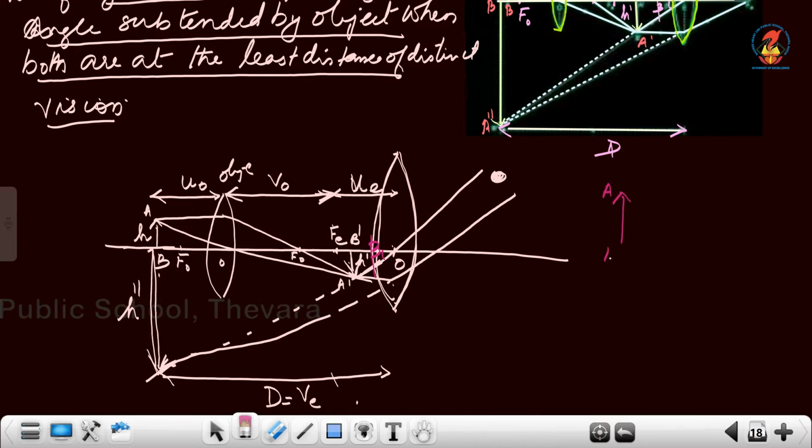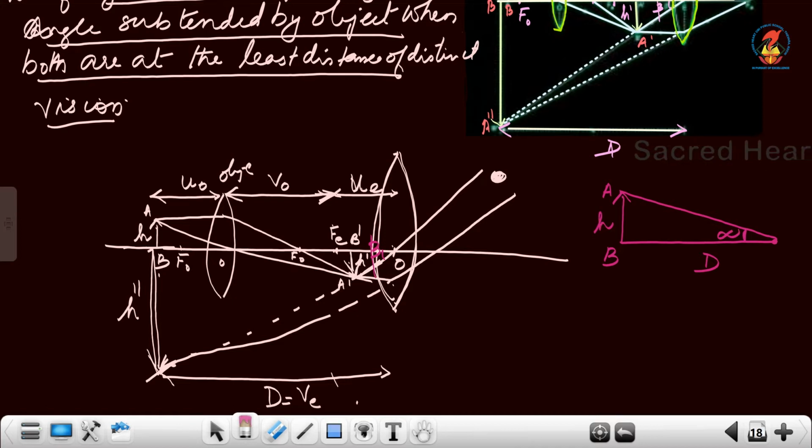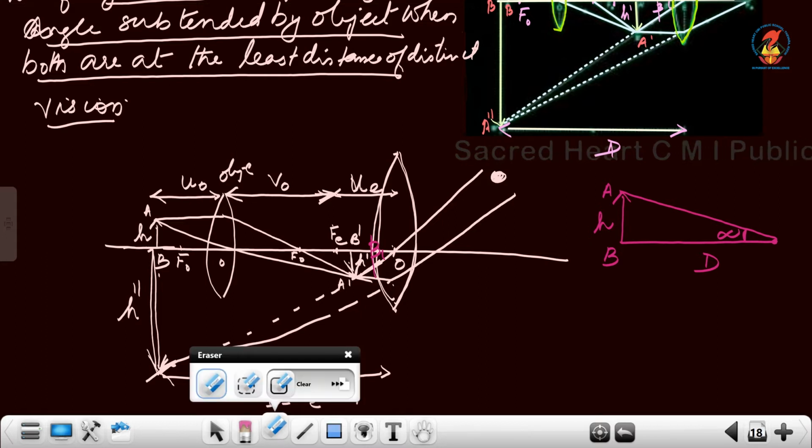If AB is the object, we are viewing it from the least distance of distinct vision D. So this angle is alpha and h is considered to be the height of the object. Okay, I hope this diagram is clear to you. I will explain it once more.